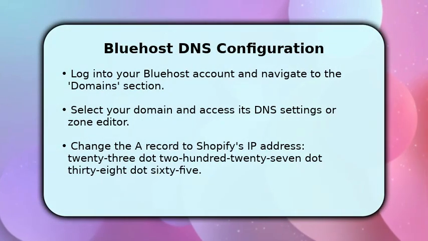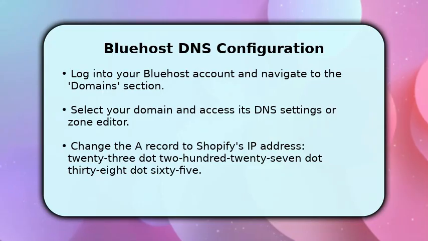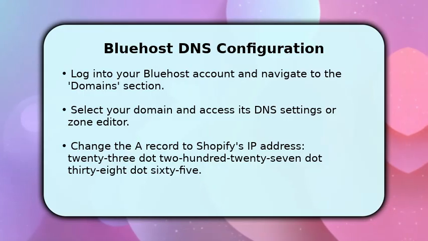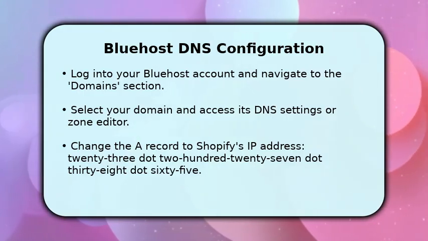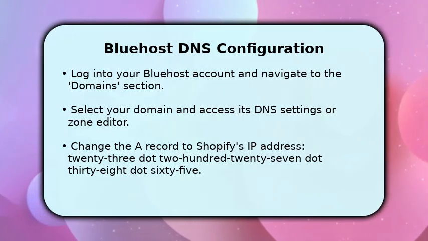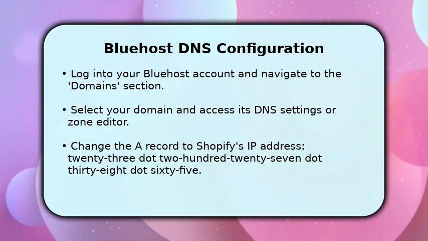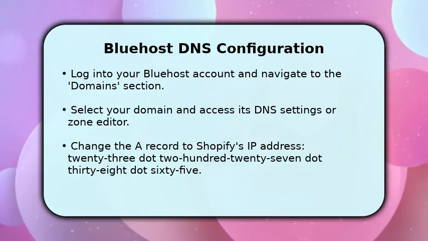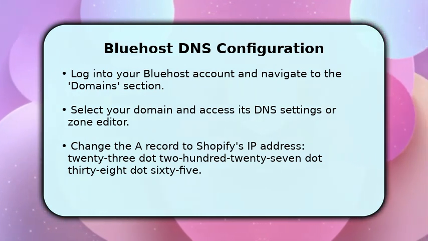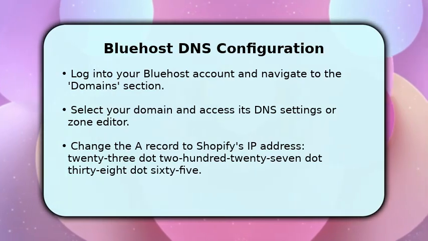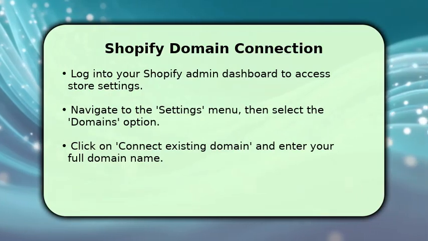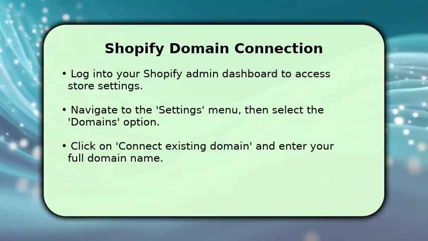The first crucial step is to configure your domain's DNS records in Bluehost. After logging in, find your domain and navigate to its DNS settings. You'll need to edit the A record, pointing it to Shopify's IP address, which is 23.227.38.65. Next, update the CNAME record for www to shops.myshopify.com. Remember to remove any other A or AAAA records to ensure a smooth connection. Save these changes carefully. Once your Bluehost DNS records are updated, it's time to connect your domain within Shopify.